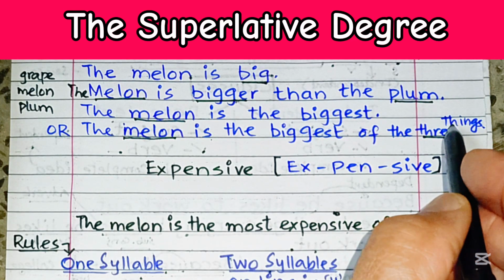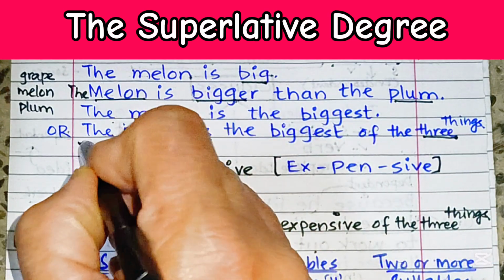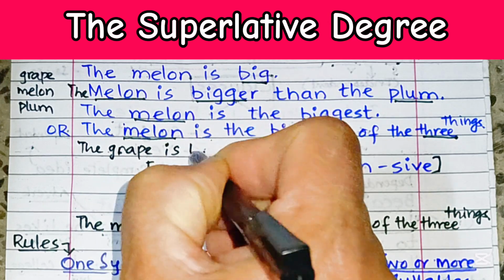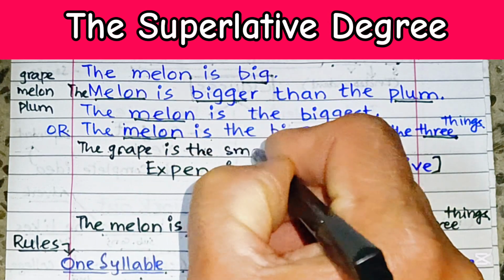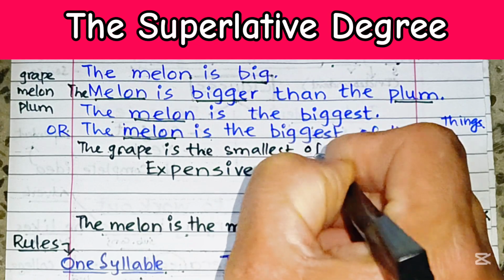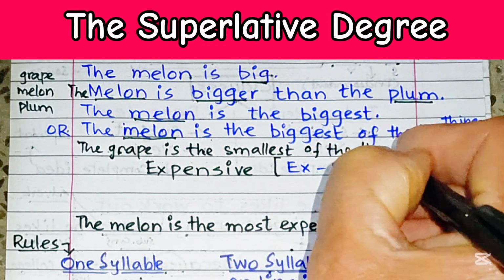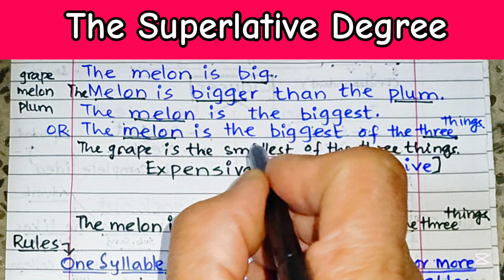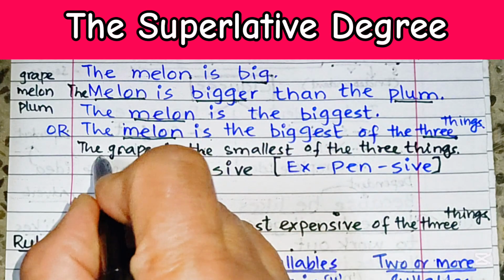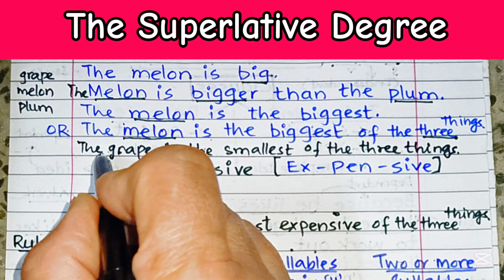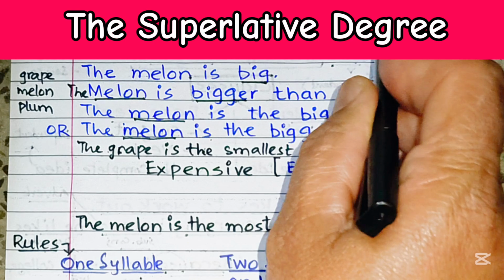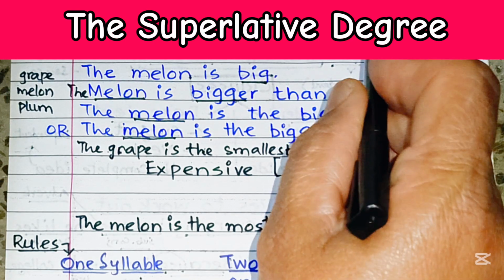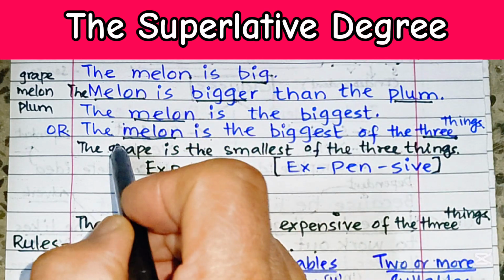And we may also write it like this: the grape is the smallest of the three things. So once we have three things, we have to construct this superlative degree, that is, three or more than three things involved. Once we have three or more than three things, we use this sort of structure.